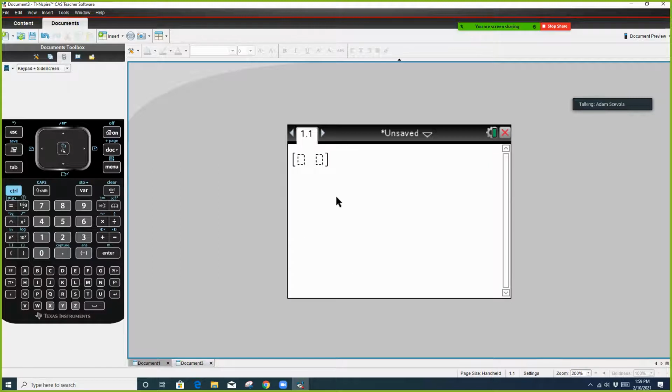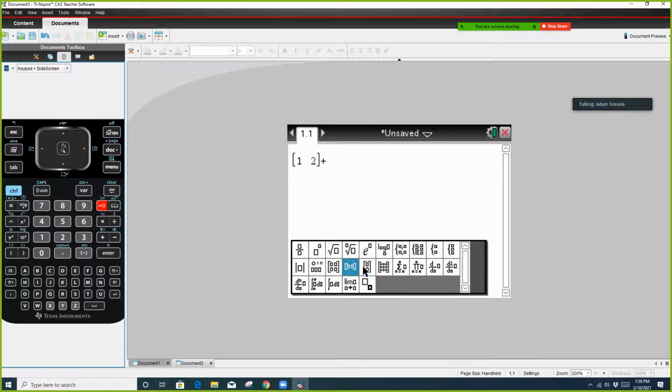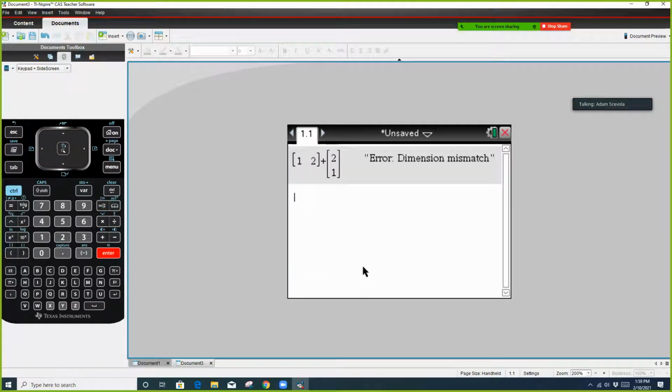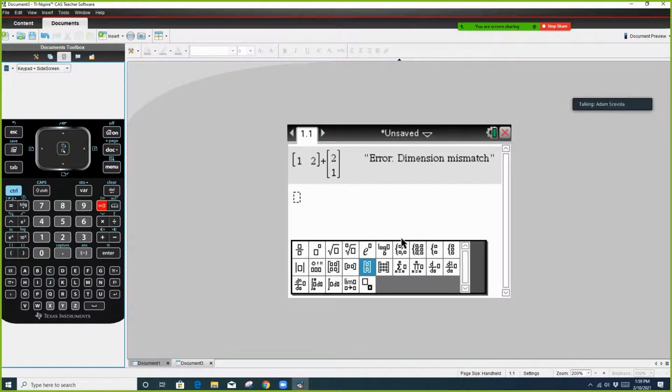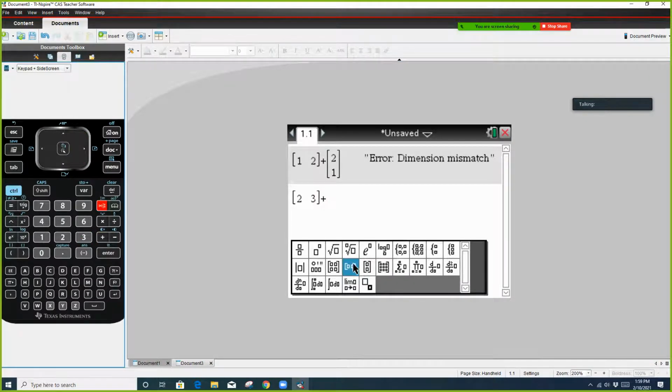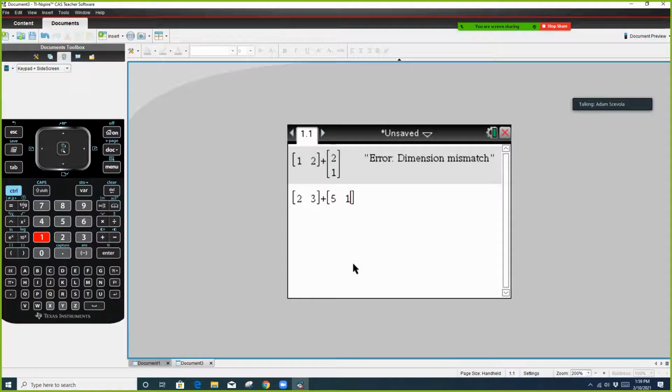So if I tried to do a 1 by 2 and add it to a 2 by 1, it's not going to work because they're different dimensions. It's going to say dimension mismatch. Now if instead I tried to add a 1 by 2 to a 1 by 2, let's say 5 and 1, you can add them. And the reason why they need to be the same dimensions is because you only add the entries in the same position. So the 7 comes from adding 2 and 5. 4 comes from adding 3 and 1.